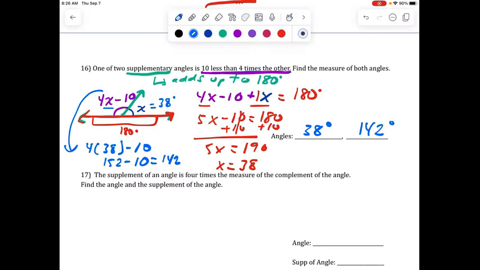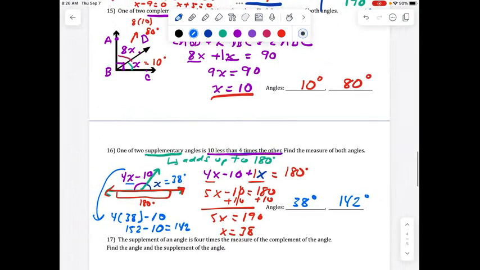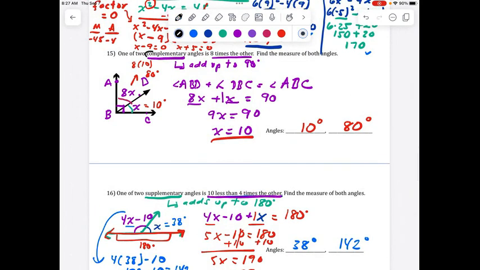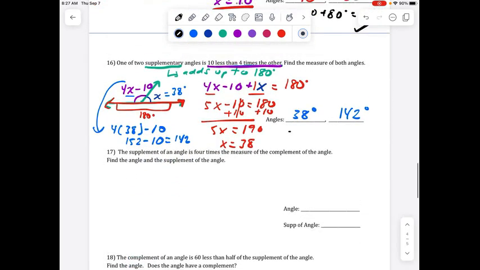Now, to point this out, with both of these questions, we could make sure that we're correct. Here's what I mean. If complementary means two angles that have to be 90, 10 plus 80 does truly equal 90. So that makes me feel good about my answers. This problem, if I take 38 plus 142 and I add them up, the two angles are supposed to be supplementary or add up to 180, and they do. So that makes me feel good about this problem as well.